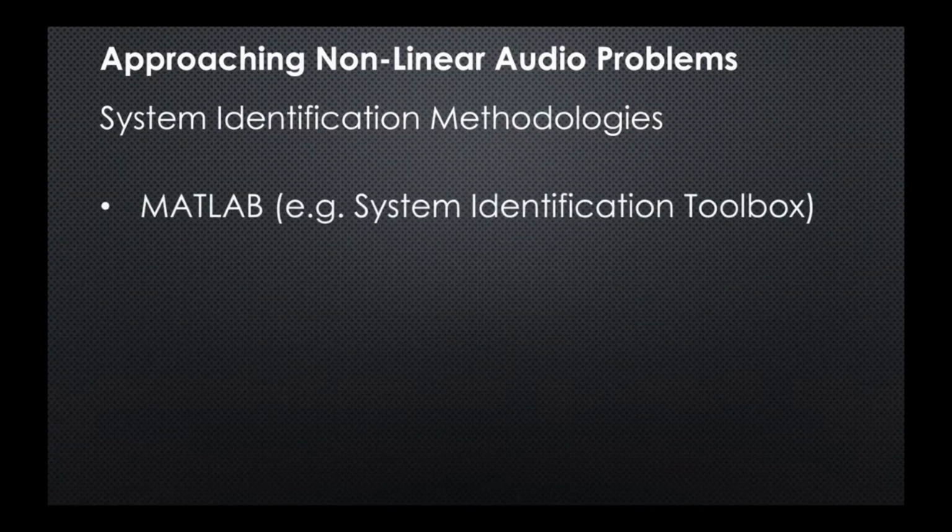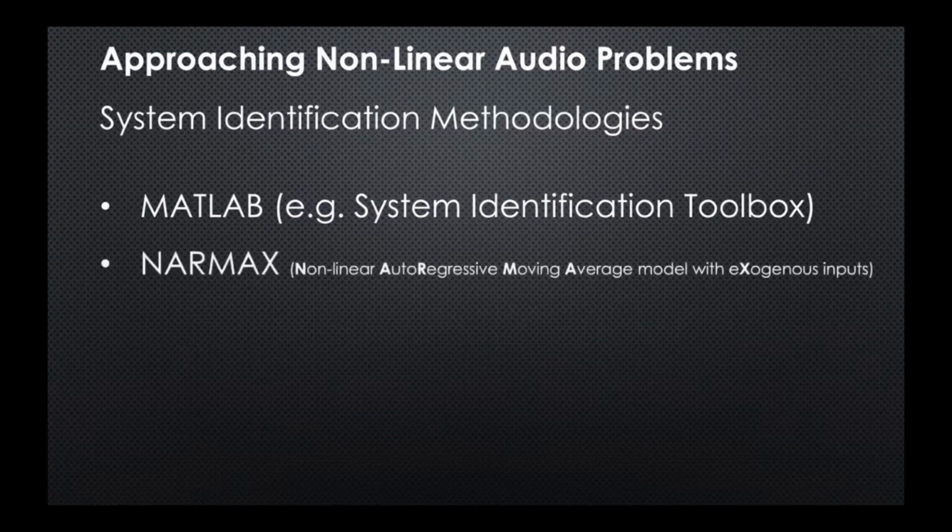MATLAB, for example, they have a system identification toolbox. And there are other toolboxes that we'll be looking at shortly to kind of go into that in a little more detail. Methodology like NARMAX, nonlinear autoregressive moving average model with exogenous inputs. It's a mouthful, but NARMAX is the abbreviation. Neural networks. So you'll hear a lot of reference to machine learning, AI, that kind of thing. Neural networks can be used to identify your system, to work with your system, and to build models of your system.